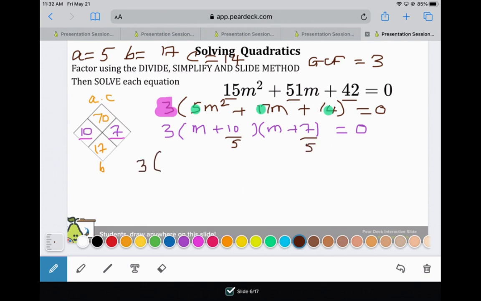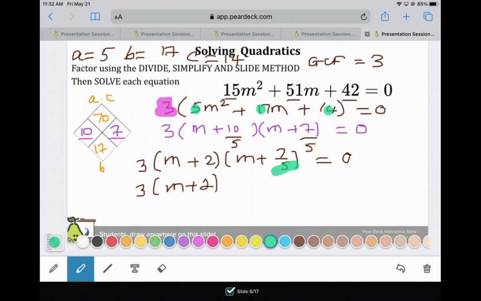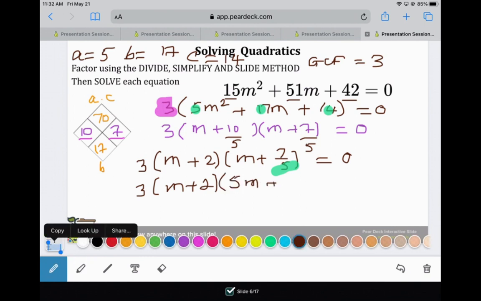When you write this, don't lose the 3. The 3 is there. You want to keep it. So we're going to simplify, which is 2. M plus 7 over 5. Because I cannot simplify that fraction. M plus 2. Remember, we do slide and divide. So I will bring the 5 in the front. Plus 2 equals 0.